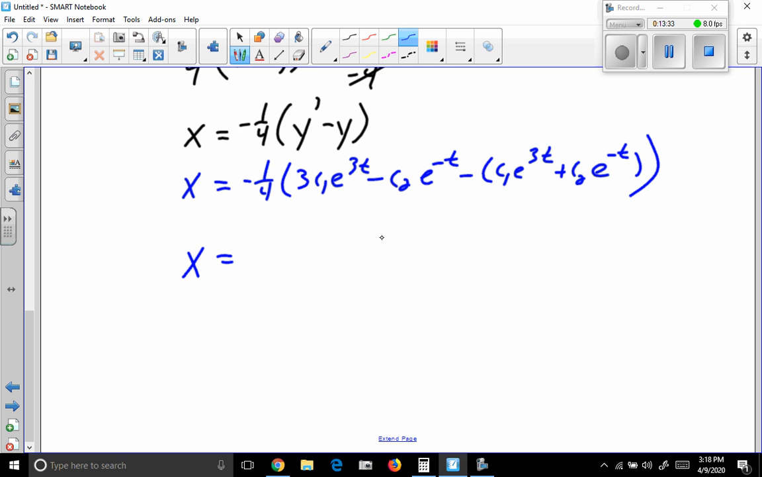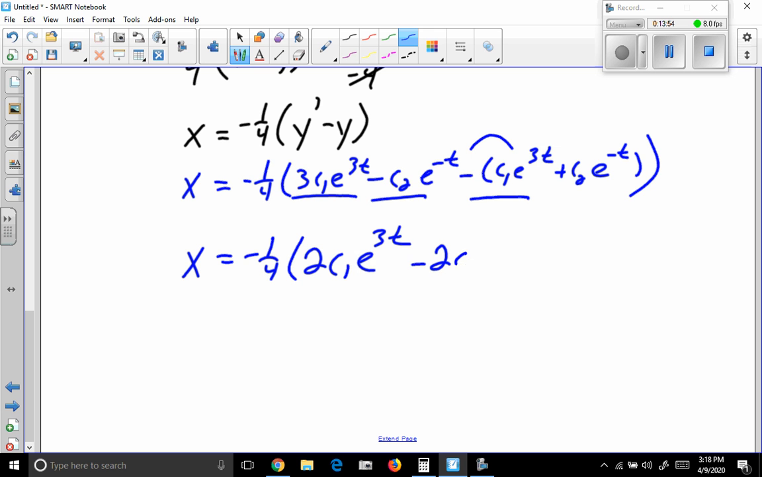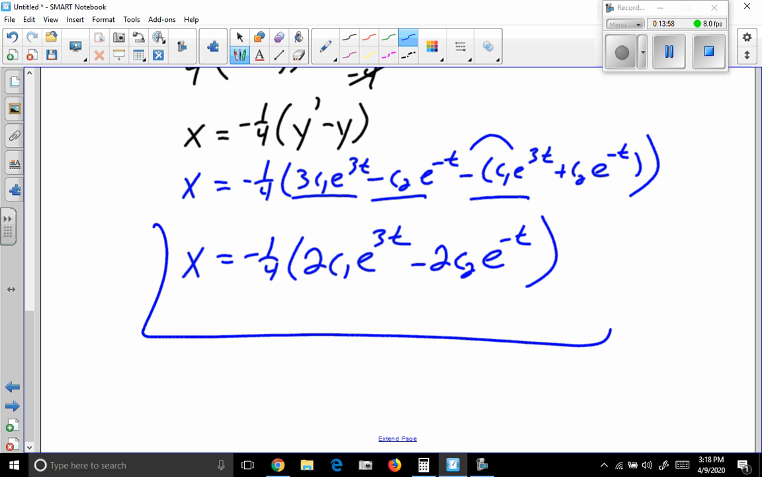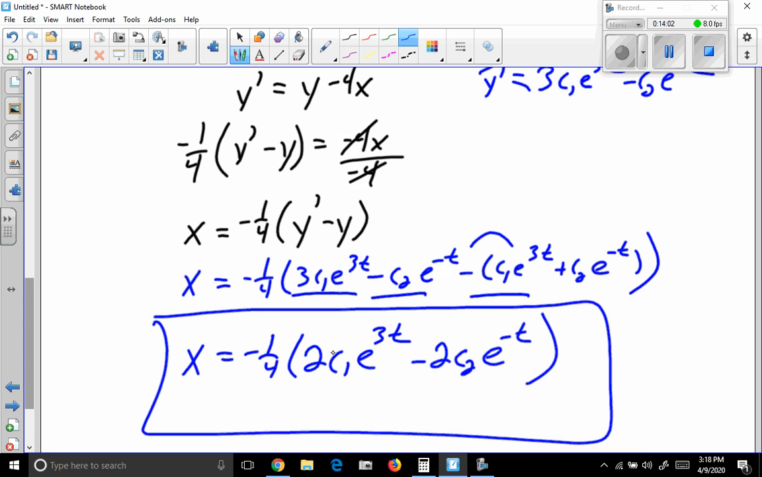So on the inside, we have a 3c1 and a minus c1. So that's 3 minus 1 is 2 c1 e to the 3t. We have a minus c2, and when we distribute that negative, we have another minus c2, so minus 2 c2 e to the minus t. So that gives us a solution for x.